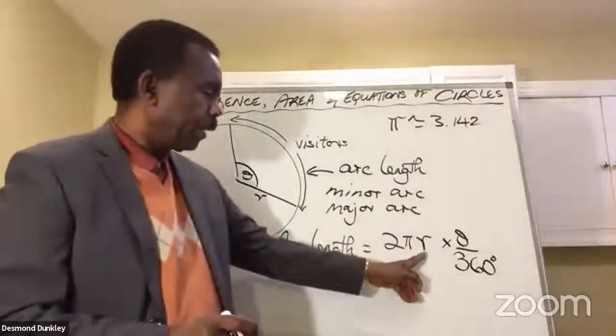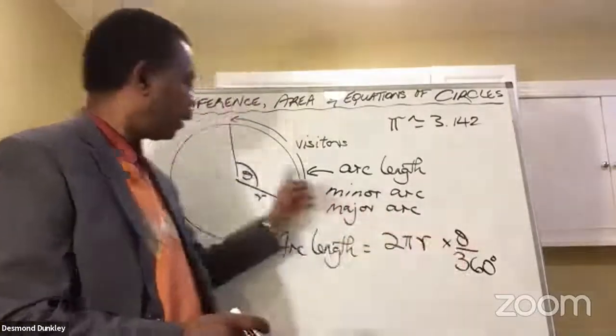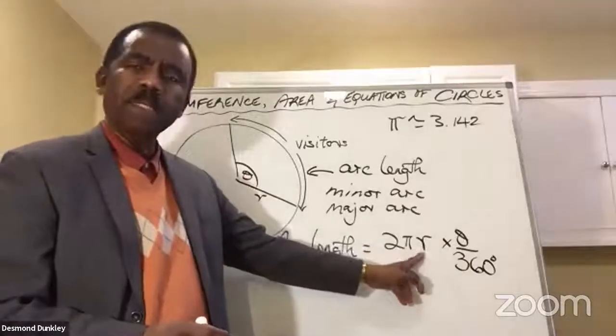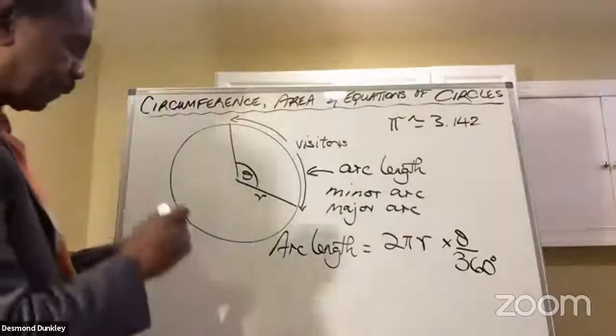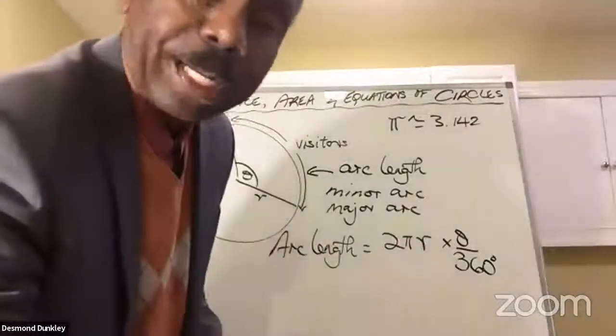And all you have to do is plug in your numbers, plug in for your angle, plug in for your radius, and that gives you the length. Okay? So, let's do an example.